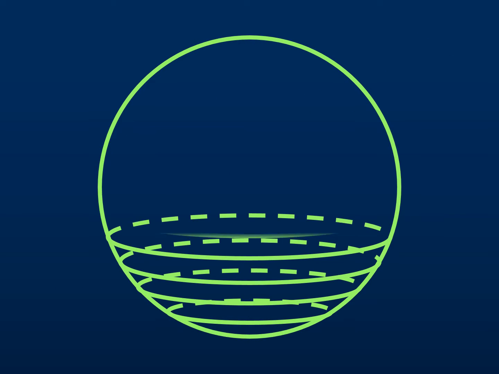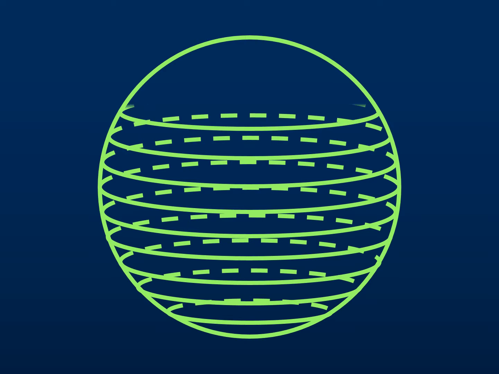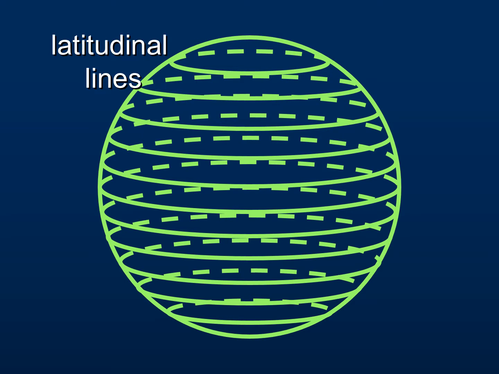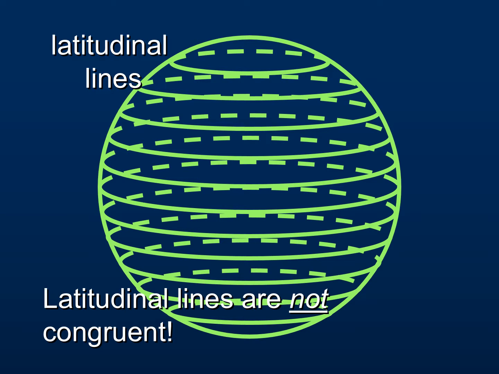Then we have latitude lines, which run east to west, and you'll notice that the latitude lines, as they get closer to the poles, get smaller and smaller circles. And then they get bigger as they get closer to the equator, right? And so that means that not all latitude lines are congruent. And it also means that the only latitudinal line that's a great circle would be the equator, because that's the only one that's going to contain the center of the sphere.